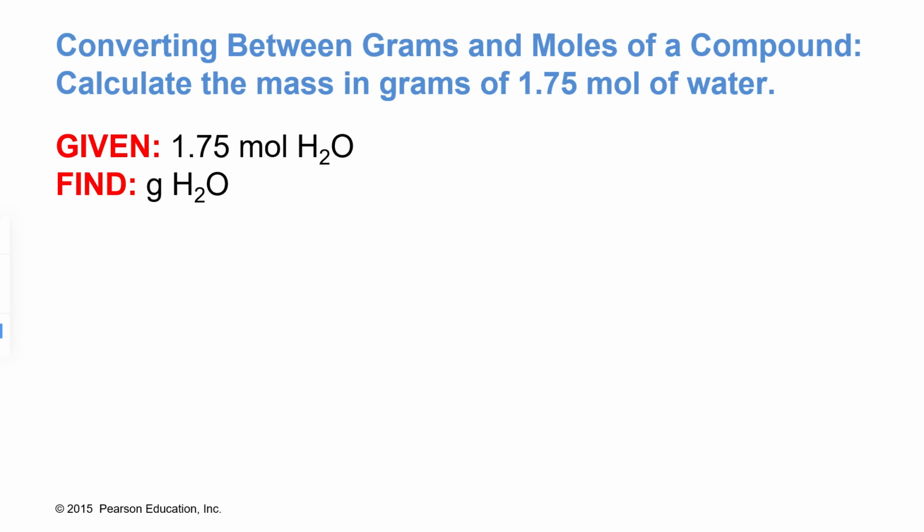So now we're getting into compounds. So molar mass of compounds is a bit more complicated because instead of just pulling the mass off the periodic table, we actually have to calculate the mass of the molecule. So let's start with this. So 1.75 moles of water, and we want to know how many grams of water that is.